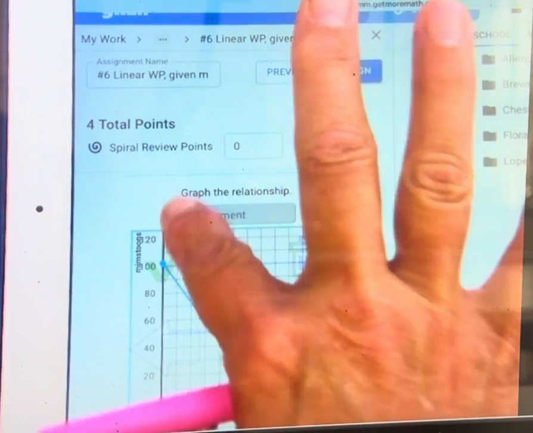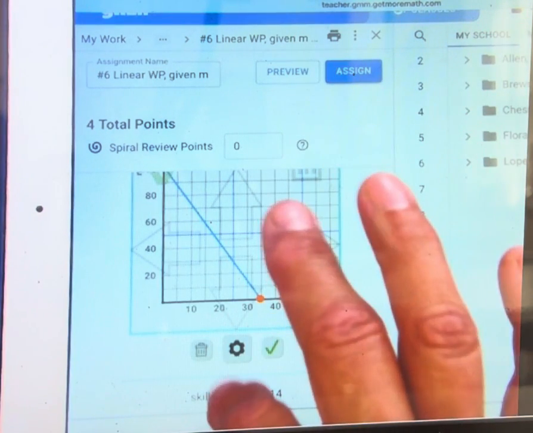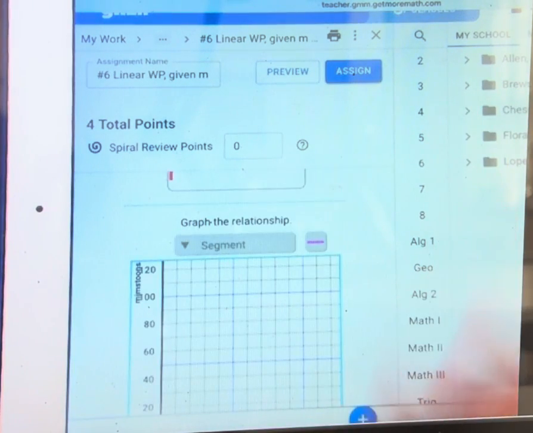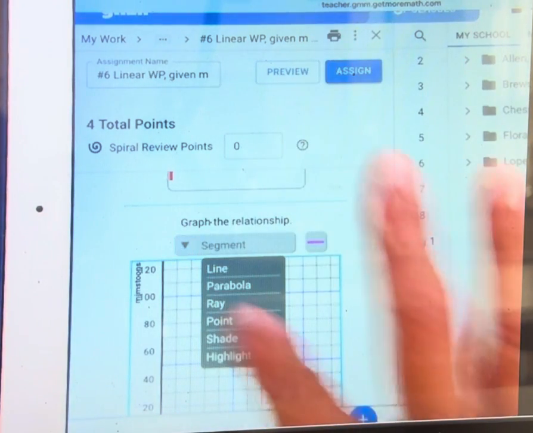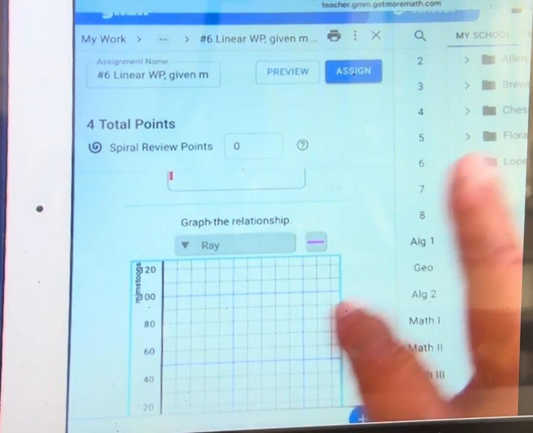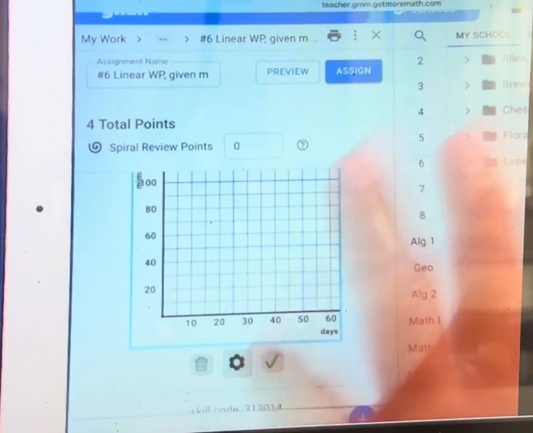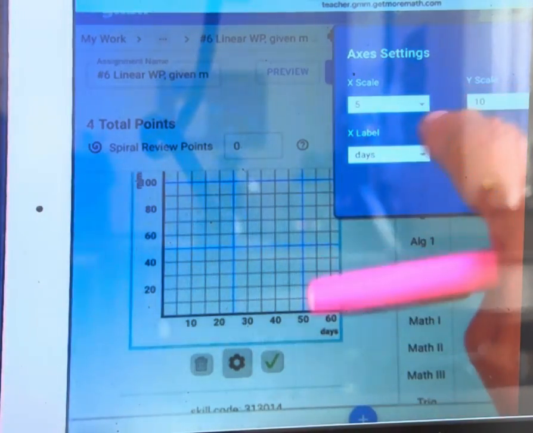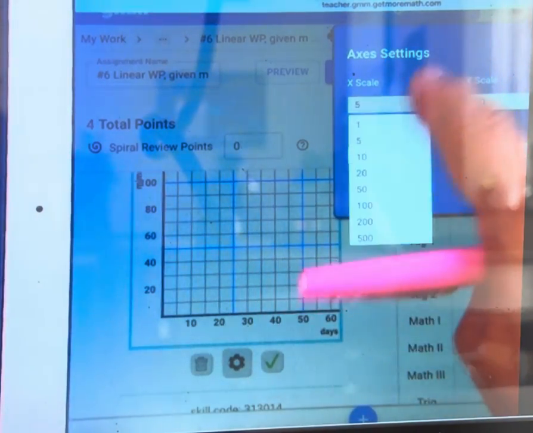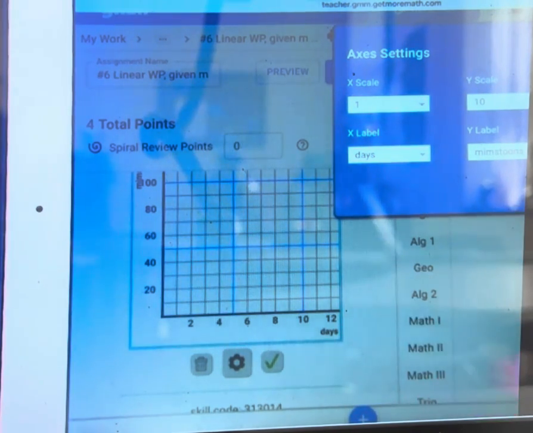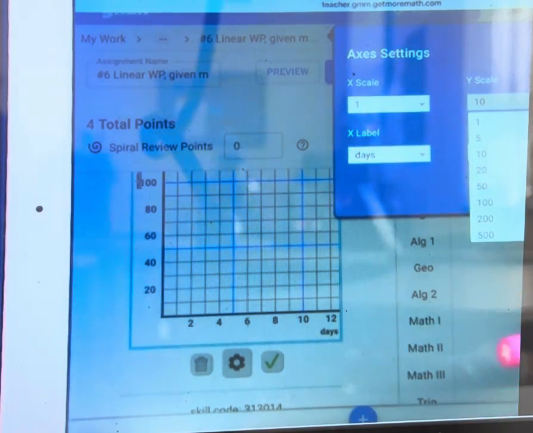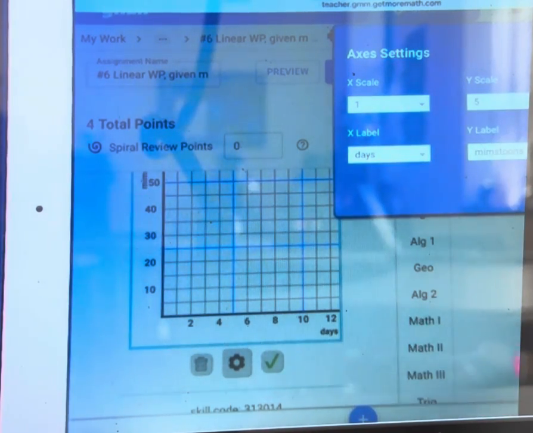The second graph would be a what? Is it a segment also? No. It was a ray. And then our x scale stayed the same at 1. And it was days also, and it was yo-yos. And we needed to get up to 35. So 10 would be too much. 5 would be okay. And again, I can't change the Y name.